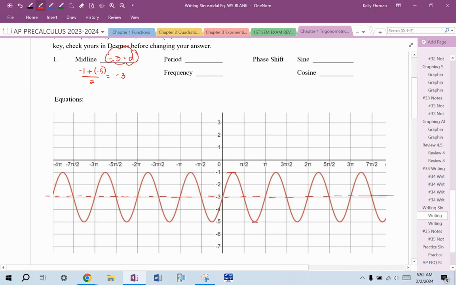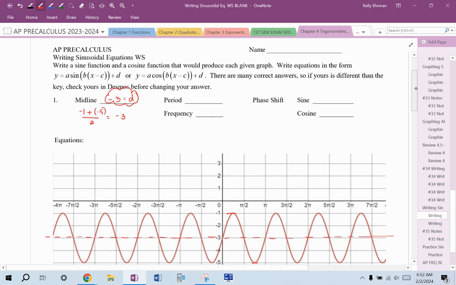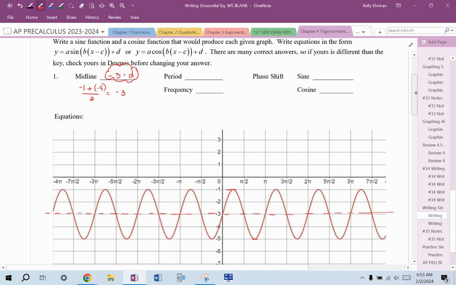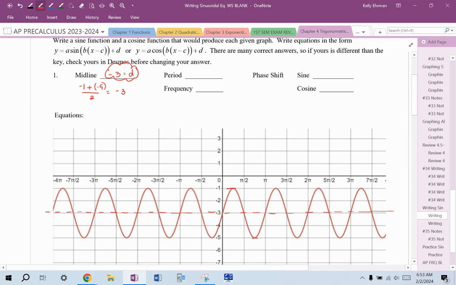All right. And then the next thing I like to find is the amplitude. I'm not sure why I didn't put a spot for amplitude on here, but that's okay. We do need the amplitude. I can see that the amplitude is 2 units because that's the distance from the midline to one of the maximums.